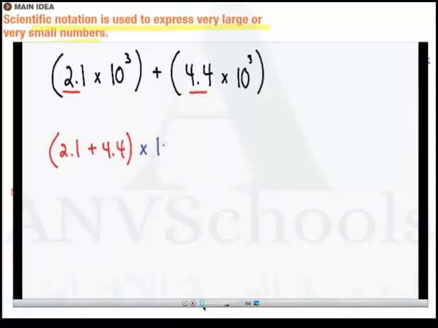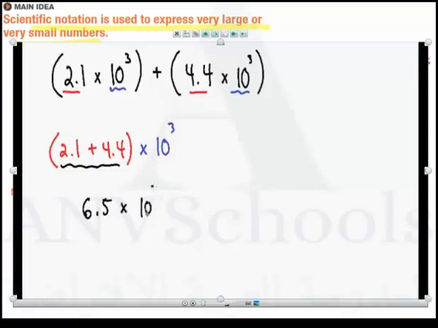So if we take this and this, we add them together, and the powers are the same. So this plus this is 5, this plus this is 6.5, and multiplied by 10 to the third power, which is our final answer.